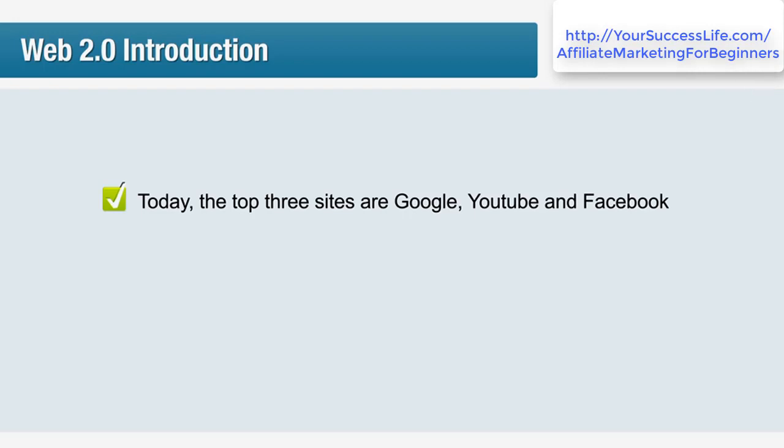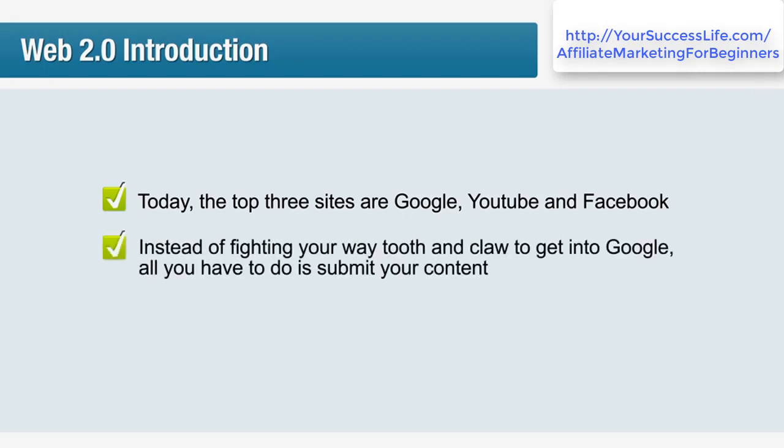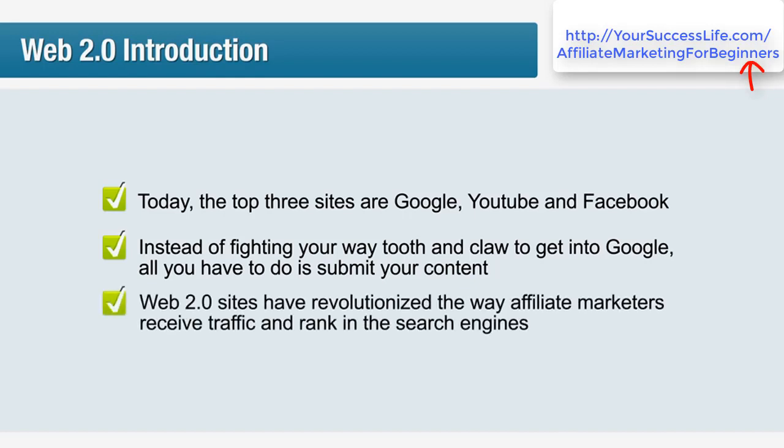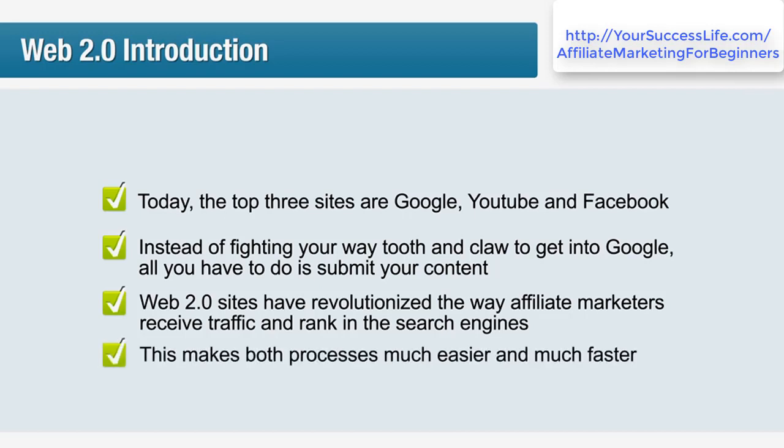The big difference this makes to us is that instead of fighting your way tooth and claw to get into Google, all you have to do is submit your content. If it's formatted correctly and tightly focused around a keyword, then you'll start getting traffic immediately. If you're still focused on the search engines, good news, they absolutely love these sites. In a nutshell, Web 2.0 sites have revolutionized the way affiliate marketers receive traffic and rank in the search engines, making both processes much easier and much faster.